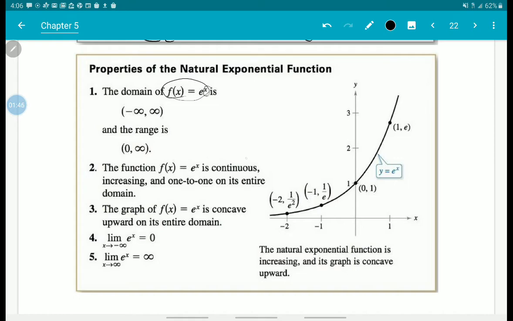E to the x is going to be a continuous function. It's always increasing, and it's always one-to-one. We could talk about concavity. This guy is going to be concave up. We can talk about horizontal asymptotes. If we were to take the limit as x goes to negative infinity, we're going to get 0. So that tells us this guy has a horizontal asymptote at y equals 0. But as x goes to infinity, e to the x is going to increase without bound. So it's going to get bigger and bigger and bigger, so it will head to infinity.